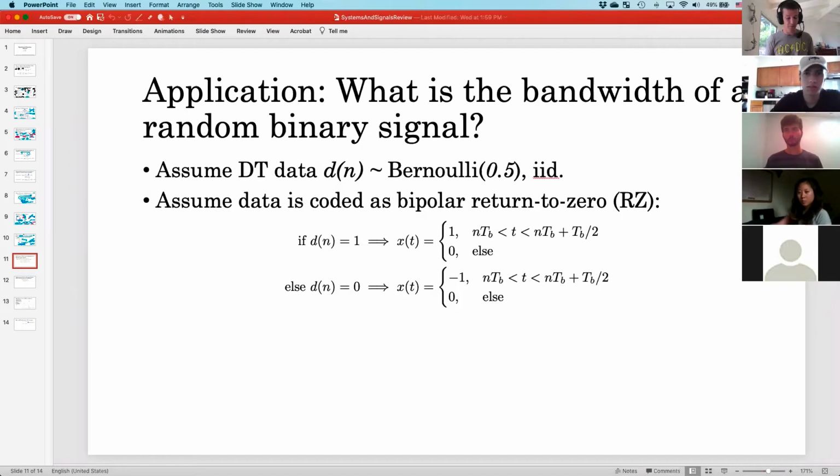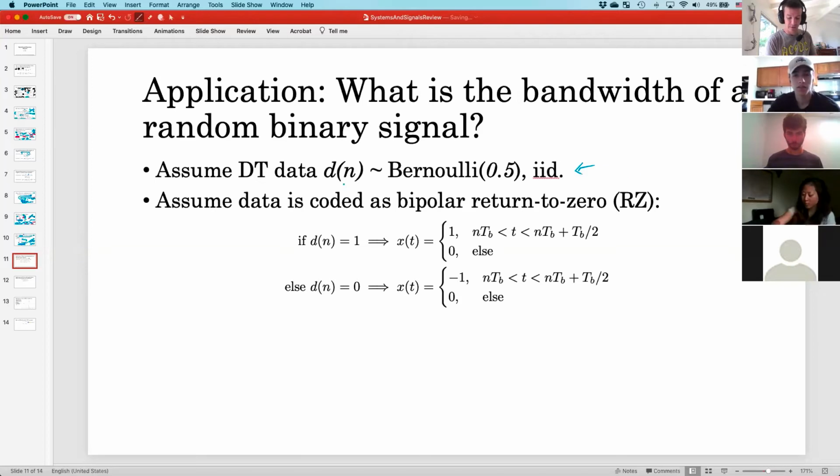So let's set up the problem a little bit. Let's say we've got an infinite string of bits. We've got a whole mess of bits that we need to get from here to there. And we have encoded those bits as what's called a bipolar return to 0 line coding. Okay, yikes. Do you understand what I mean in this first bullet point?